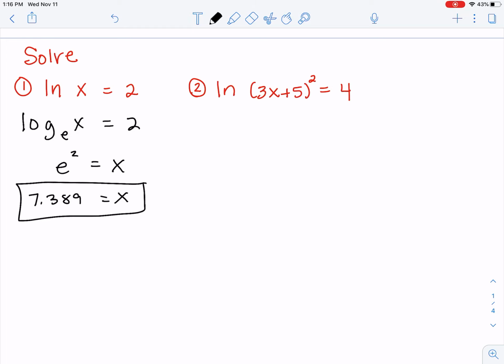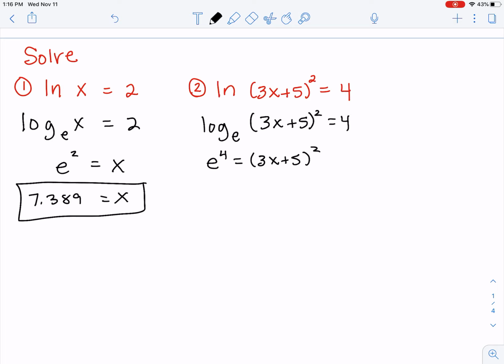Looking at number 2, I have the natural log of the quantity 3x plus 5 quantity squared equals 4. Well, the natural log is a log of base e. So let me write that out. Change this to exponential form. That would be e to the fourth equals the quantity 3x plus 5 quantity squared.